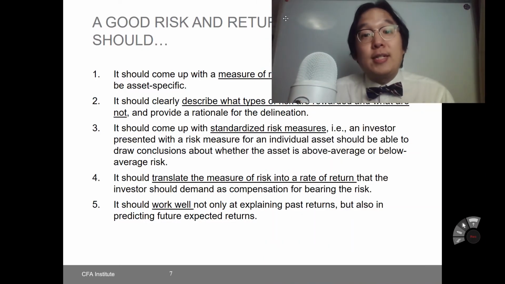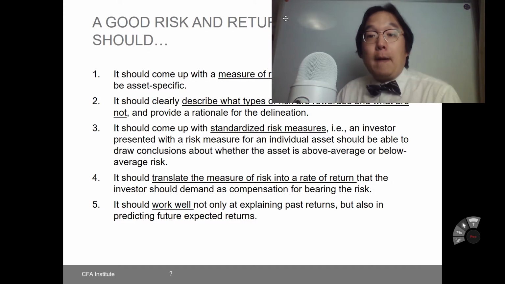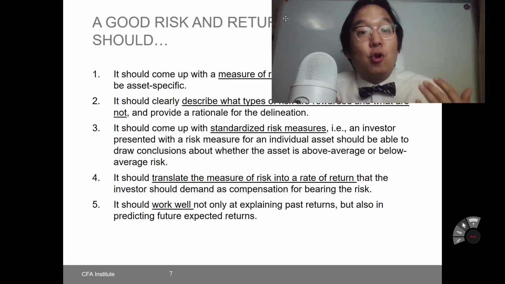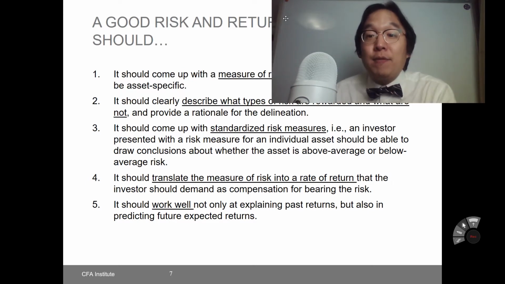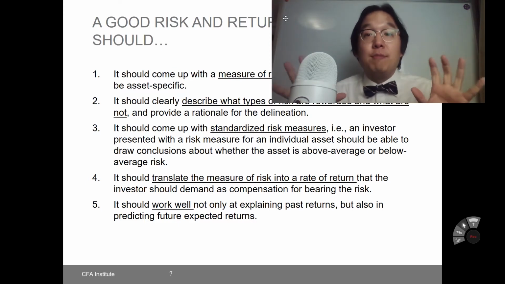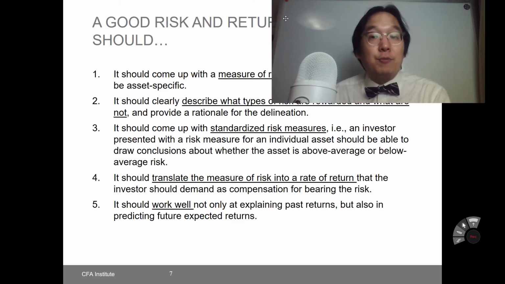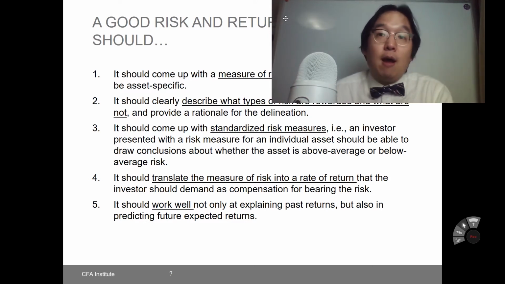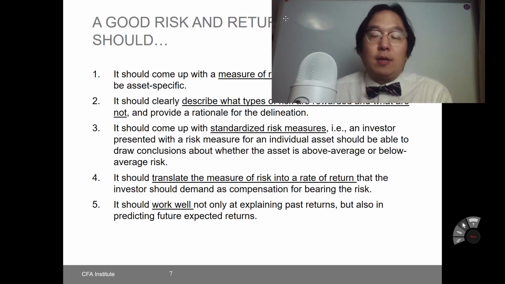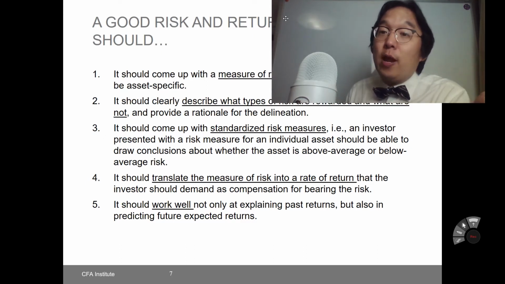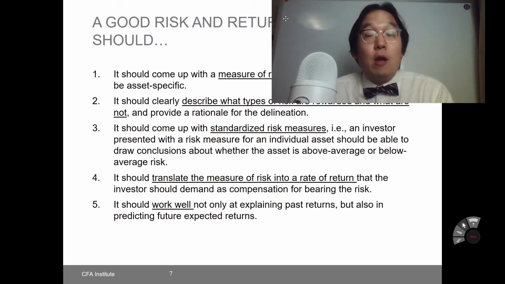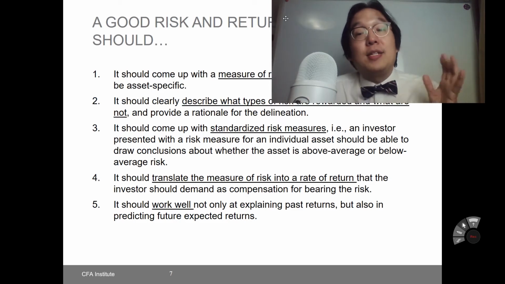Three, it should come up with a standardized risk measure. That is, an investor presented with a risk measure for an individual asset should be able to draw a conclusion about whether the asset is above average risk or below average risk. And then we need some standardized measure, one kind of risk and the other kind of risk, right? If it applies in a certain way for certain kinds of assets and doesn't work for some other kinds of assets, you're in trouble. So we need a standardized risk measure.